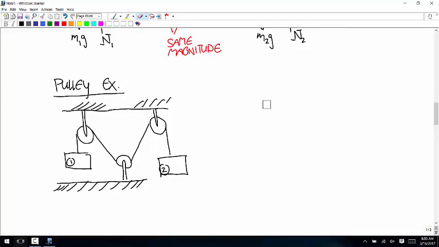So free body diagram of body 1. There's a weight force of M1G. And then there's a force parallel to the cable where it contacts this, away from the chosen body. So I'll call that T.